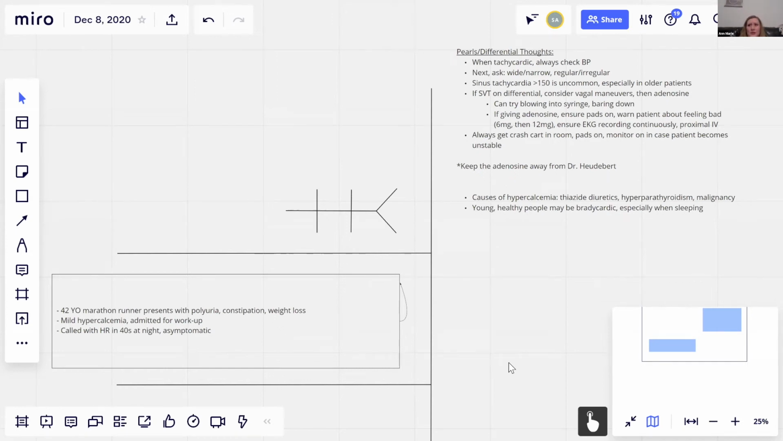If I have someone who's bradycardic and there's concern, sometimes I'll also walk them and see if their heart rate improves appropriately with walking, if they have a chronotropic response, because then that also reassures me that this is just a physiologic response.